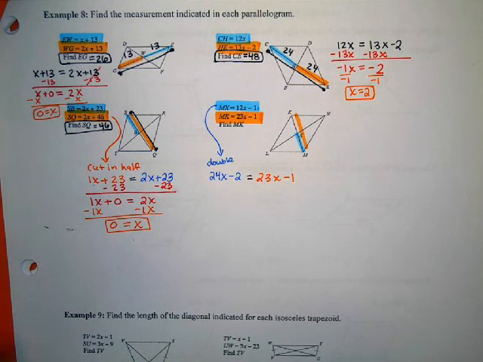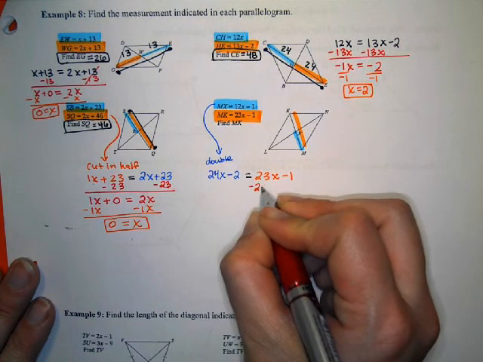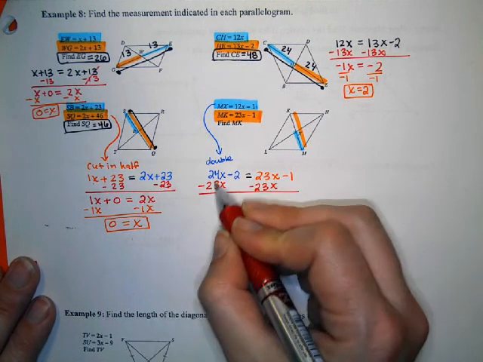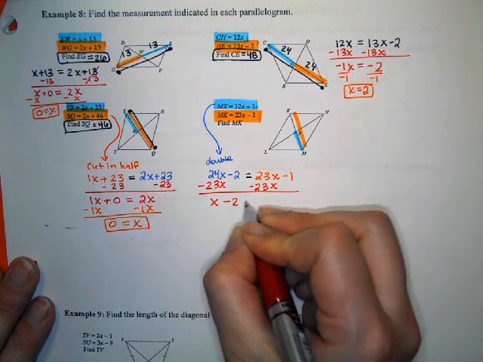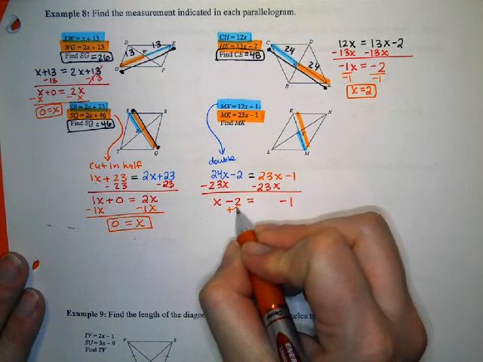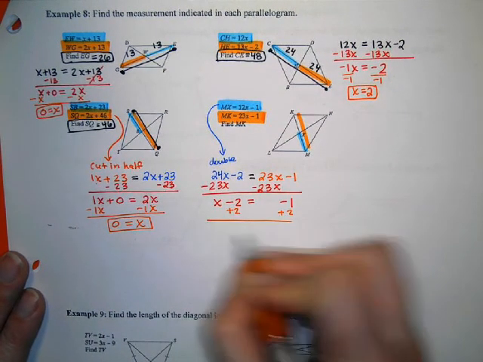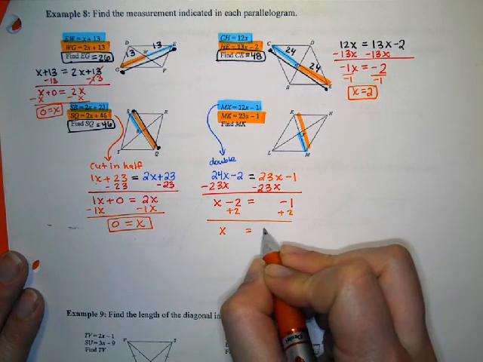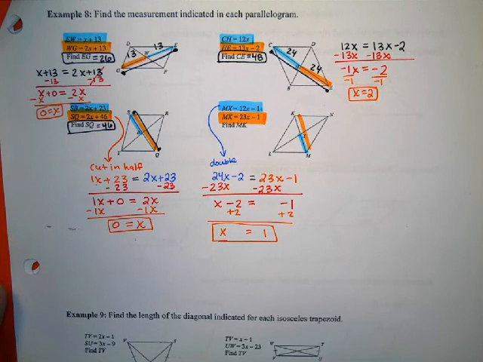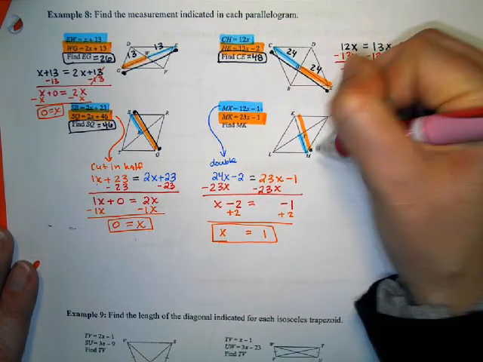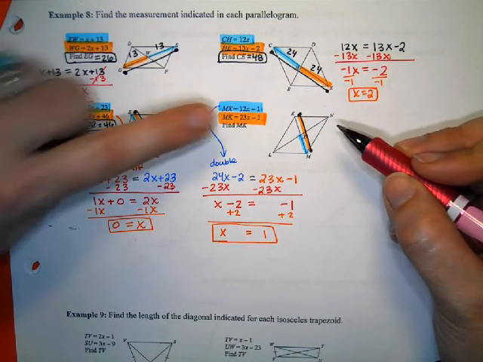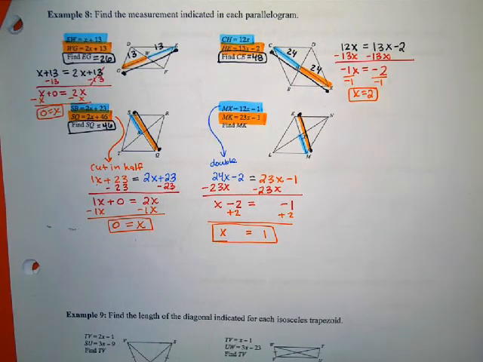12x doubled is 24x. Minus 1 doubled is minus 2. I just made that blue one the same size as the orange. 24 minus 23 leaves 1x. Add the 2.